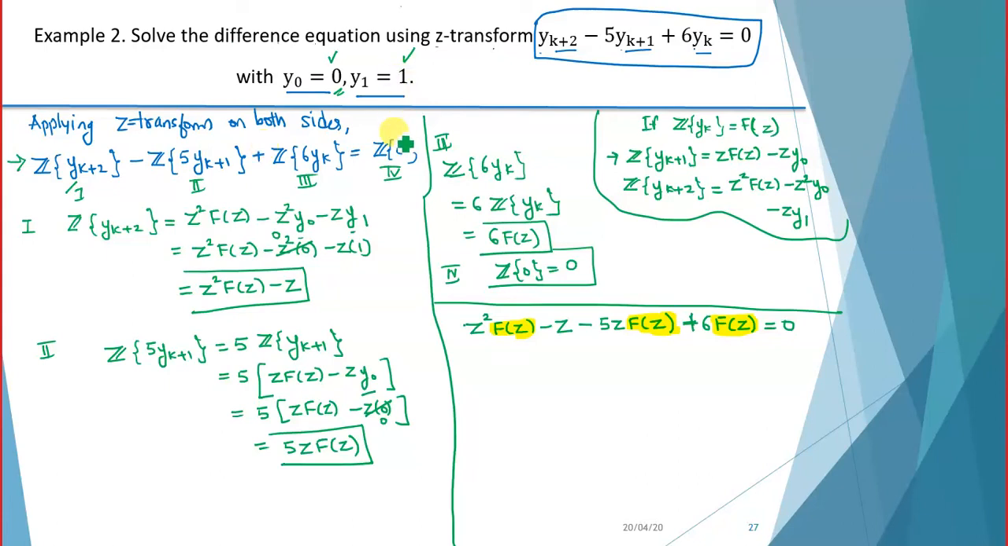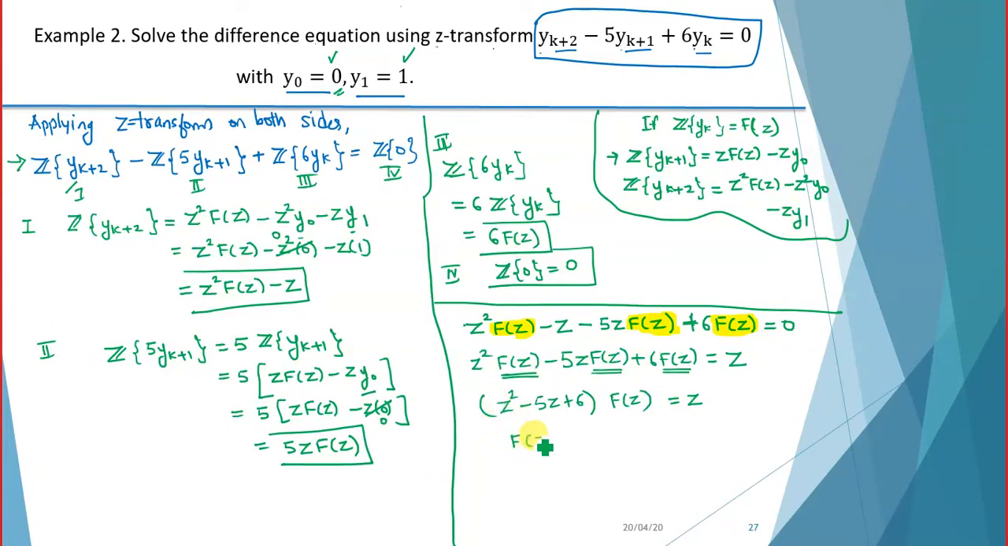So when we keep the terms with F(z) here, we get z square F(z) minus 5zF(z) plus 6F(z) equal to, this is minus z, moving on the other side becomes plus z. Now take F(z) as a common factor. What it gives? z square minus 5z plus 6 equal to z. So this gives you the value of F(z) as z over z square minus 5z plus 6.